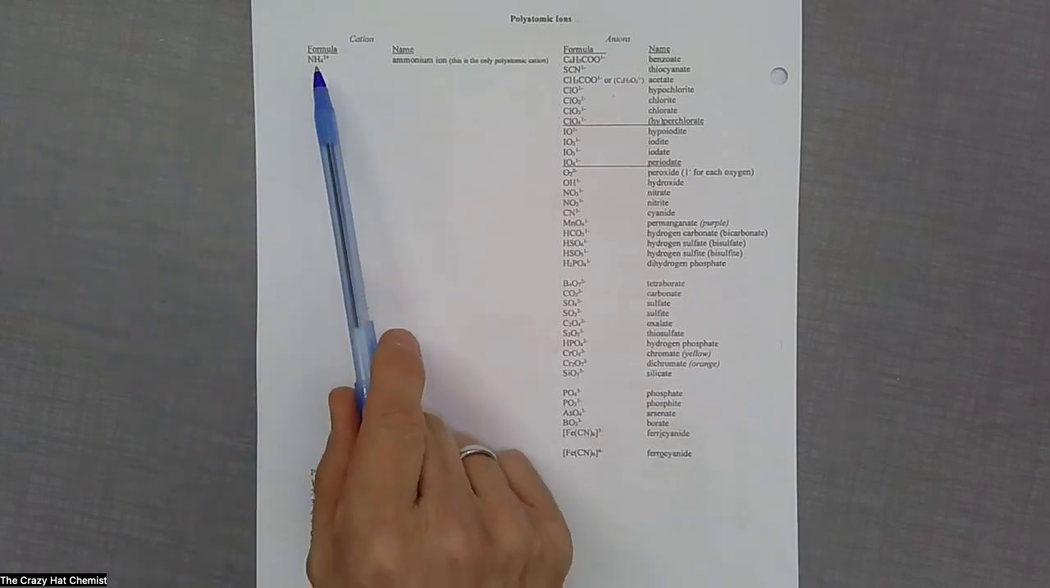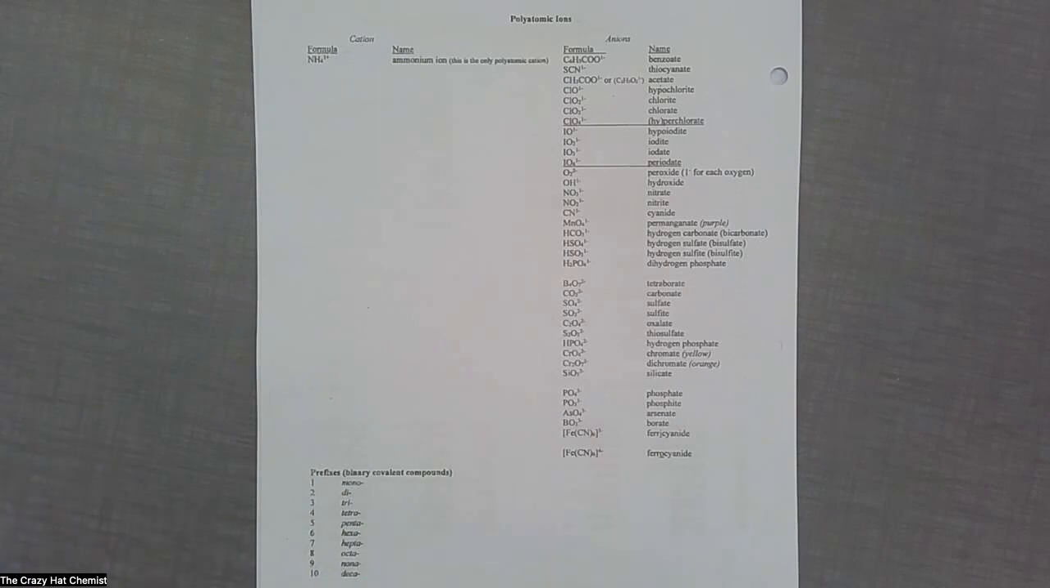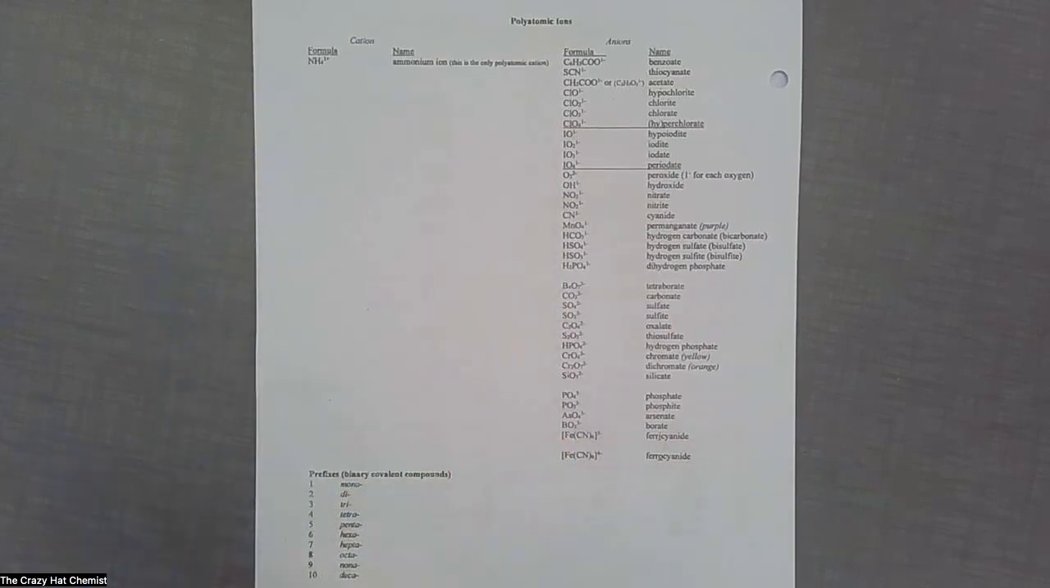Notice that there is only one polyatomic cation, and that is the ammonium ion. I almost guarantee you that your instructor, your teacher, your professor will be using the ammonium ion in their nomenclature unit. Why? It's the only one. Look how the rest of this is blank on the left-hand side and how many things you have on the right-hand side. So here's my recommendation.